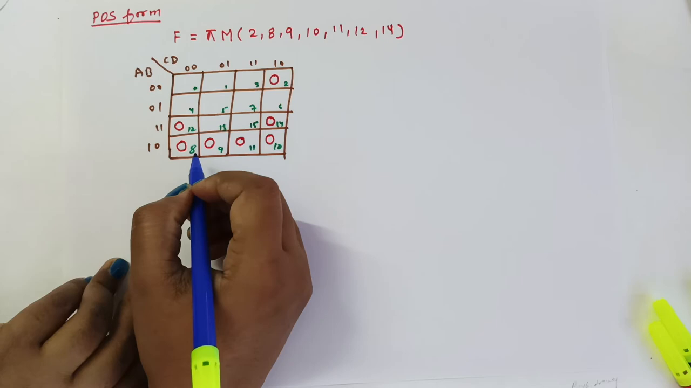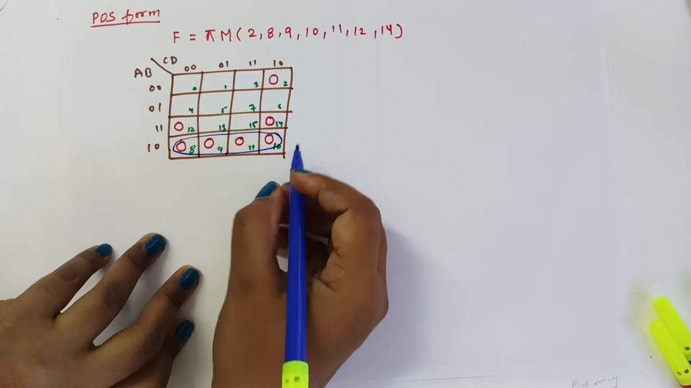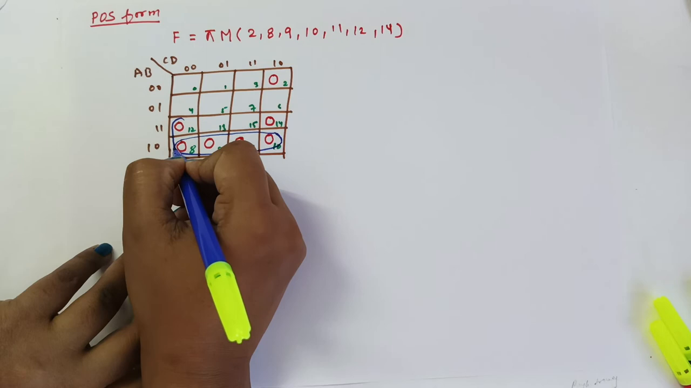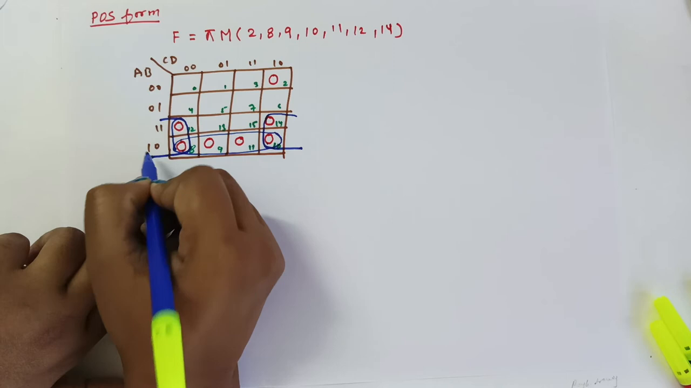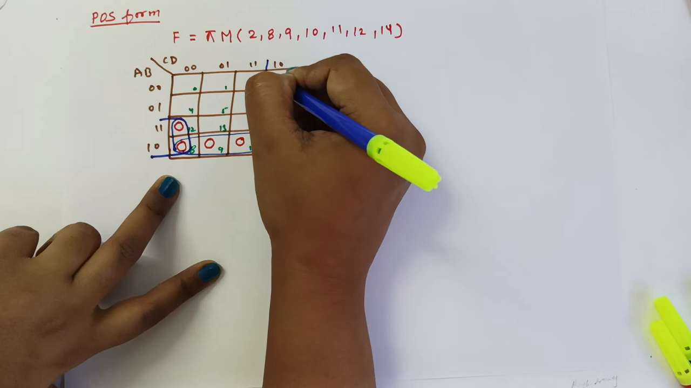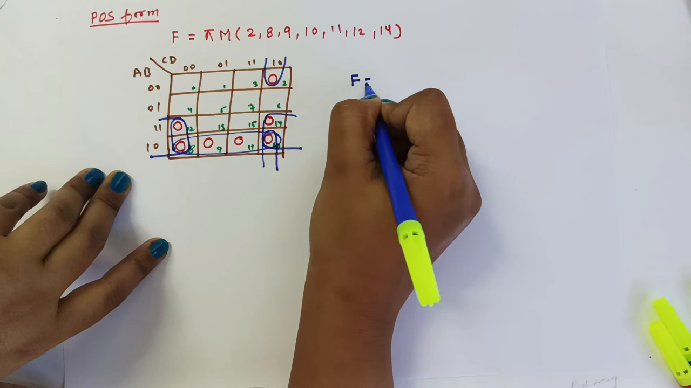So group of 8 is not possible, or 4 corners are not there. Group of 4 is possible here. Group it like this. Now see here, this 2 and this 2. So group of 4 is possible. We will group this 2 with this 2, and this 0 with this opposite 0. We will write the simplified expression as f equals to, for the first group, this group of 8, 9, 10 and 11.